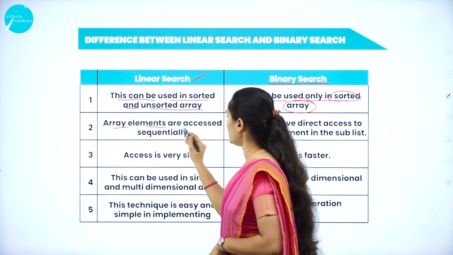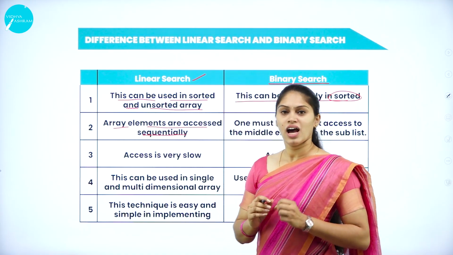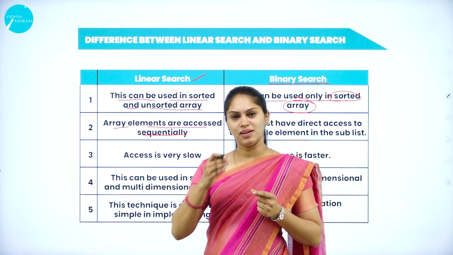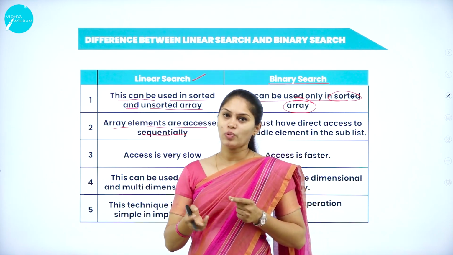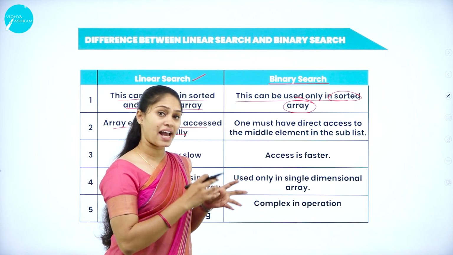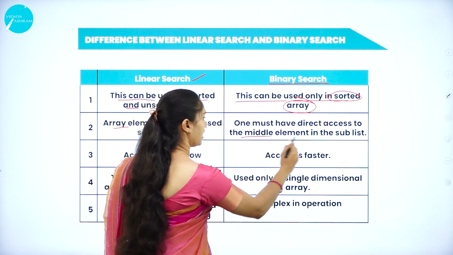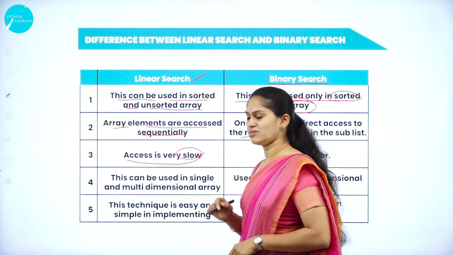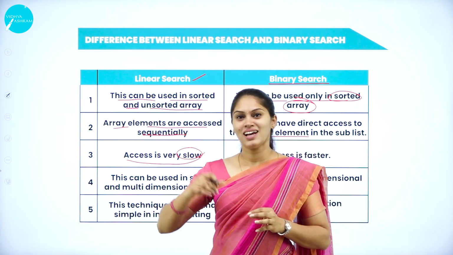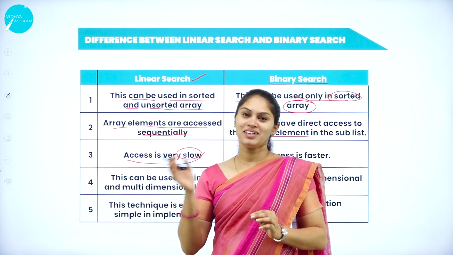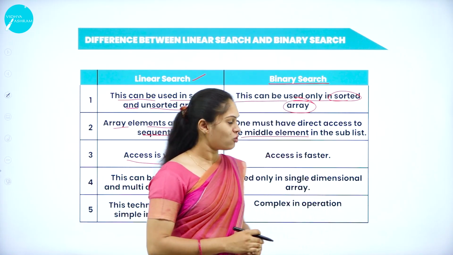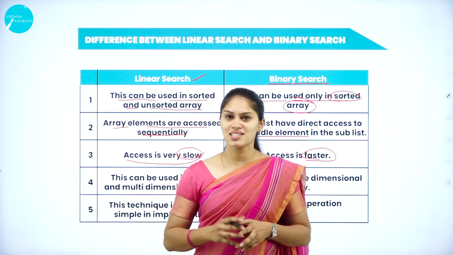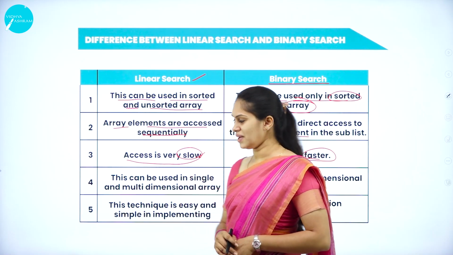Next, in linear search, array elements are accessed sequentially. How are we going to fetch the elements of a linear array? It will be in sequential form. But when it comes to binary search, we can access the middle element directly. In linear search, access is very slow. Why? Because I have to search from the beginning element to the end element. So that access will be very slow. In binary search, access is faster. How is it faster? I have direct access to the middle element, so it will be faster.